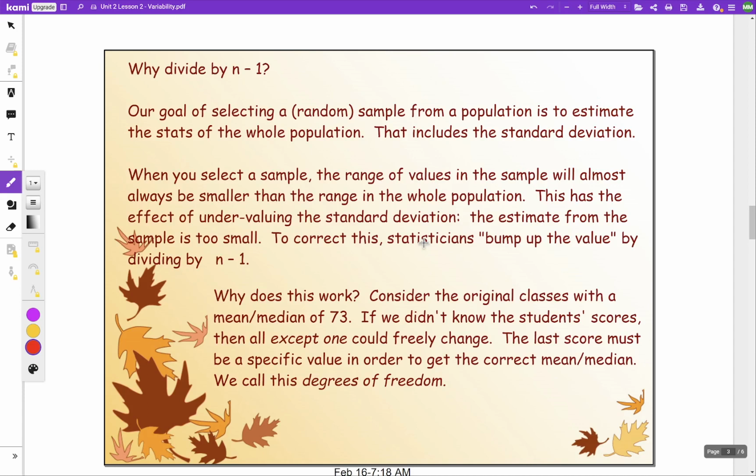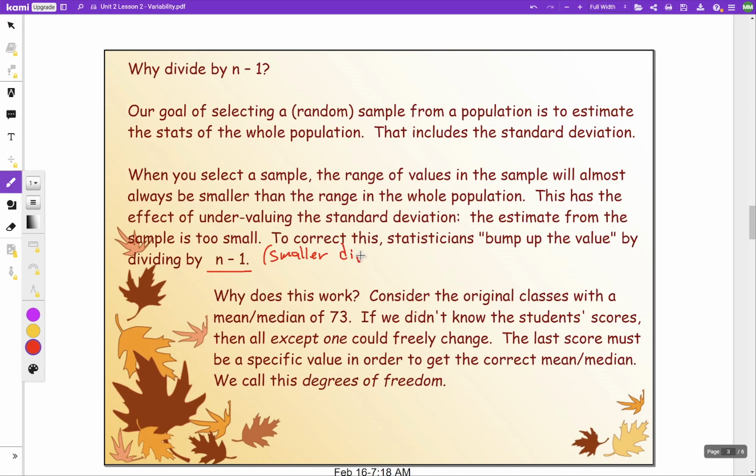So standard deviation is what we call a biased estimate. When I estimate it with a sample, it always ends up smaller than it should be, and therefore it gets undervalued. So what statisticians have done is bump up the value by dividing by n minus 1. Remember that dividing by a smaller number makes something get bigger, right?